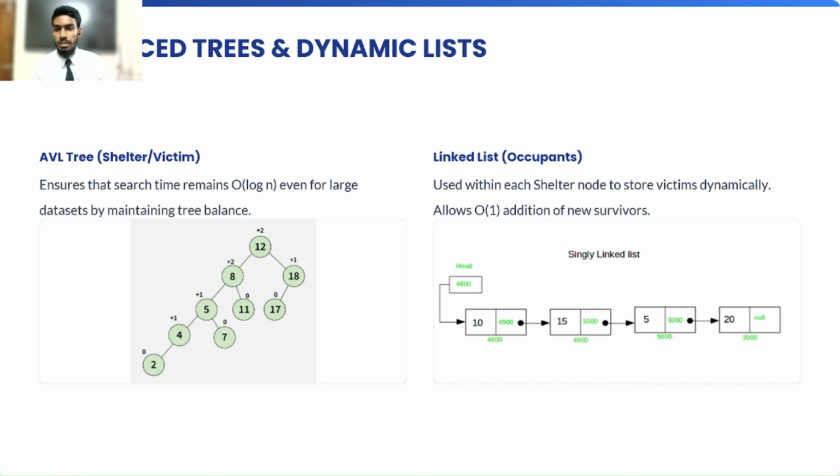Now I will discuss the AVL tree and linked list. We use AVL tree in the shelter management system and victim management system. The main advantage of AVL tree is that it balances the tree. It ensures that search time remains O(log n) even for large datasets by maintaining tree balance. In linked list, we use it within each shelter node to store victims dynamically. It allows constant time addition of new survivors.